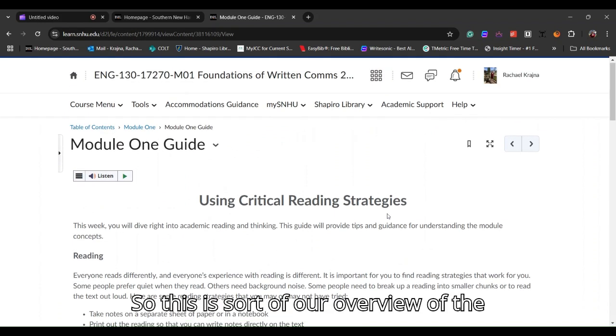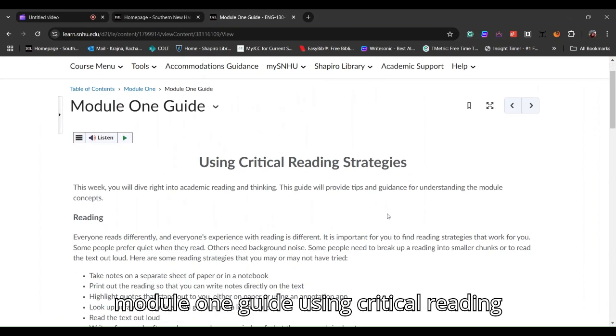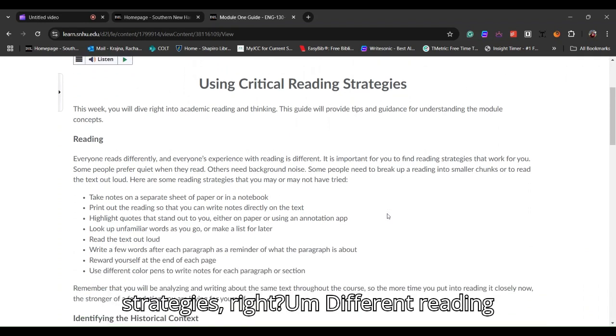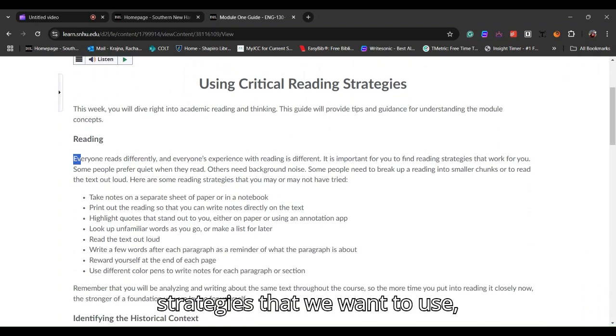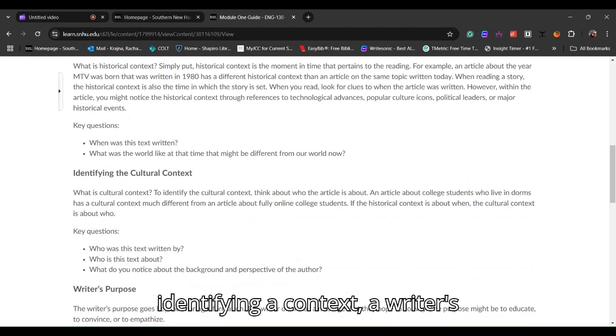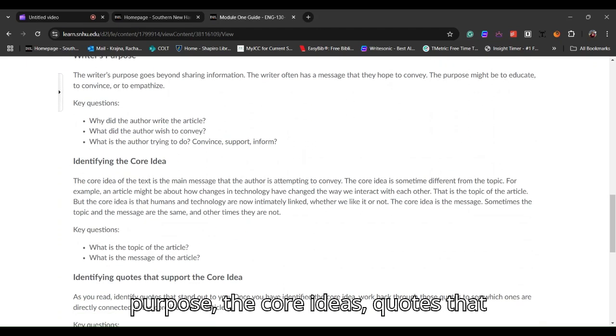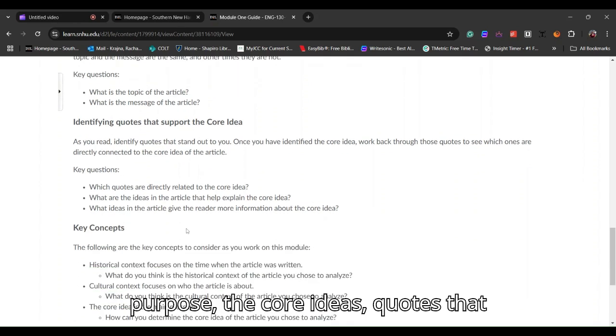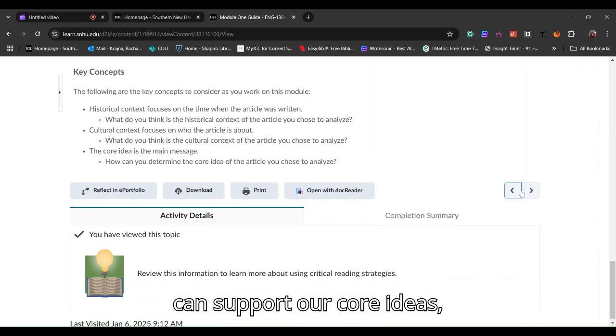So this is sort of our overview, the Module 1 guide, using critical reading strategies, right? Different reading strategies that we want to use, especially in an English course, identifying a context, a writer's purpose, the core ideas, quotes that can support our core ideas.